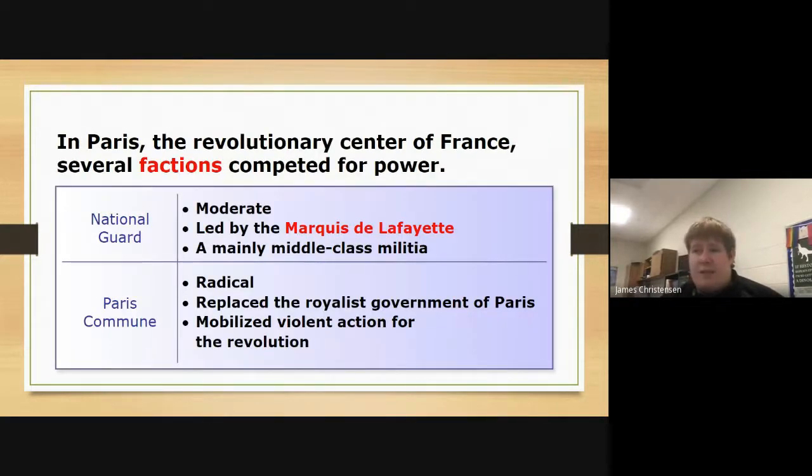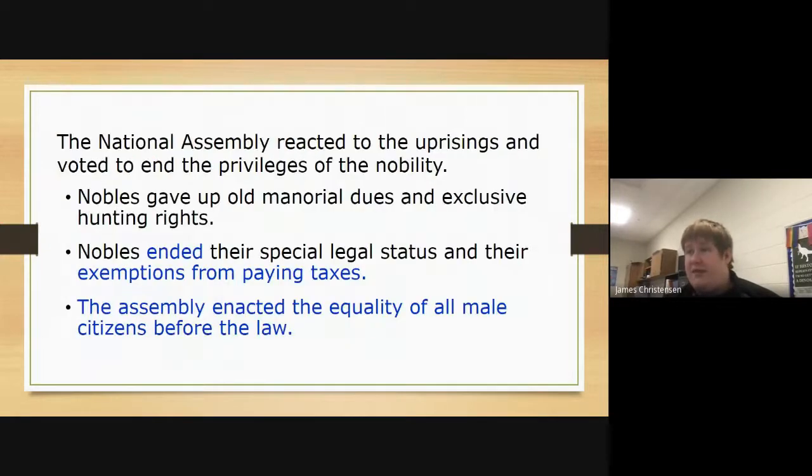Now, in Paris, there were several factions that competed for power. You have the National Guard, which was more moderate, led by the Marquis de Lafayette, and mainly a middle-class militia. Then you have the Paris Commune, the very radical group. They replaced the royalist government of Paris, and they mobilized violent action for the revolution, believing it was the only way necessary for change to begin.